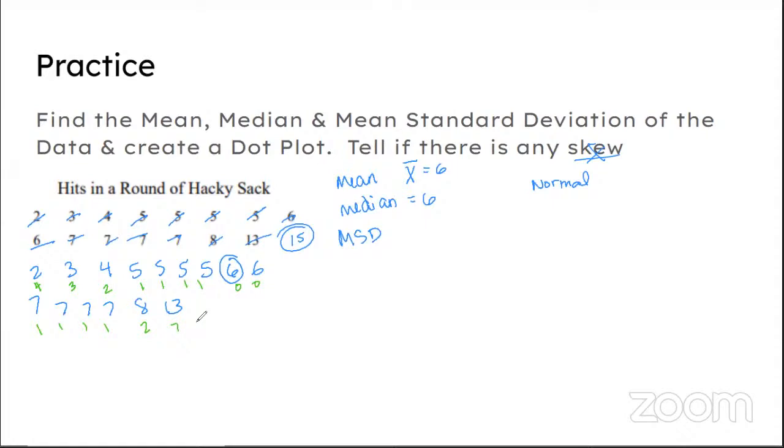Now we have to mean those differences. All right, 4 plus 3 plus 2 plus 1 plus 1 plus 1 plus 1 plus 0 plus 0 plus 1 plus 1 plus 1 plus 1 plus 2 plus 7, enter, divided by 15. 1.73 repeating.